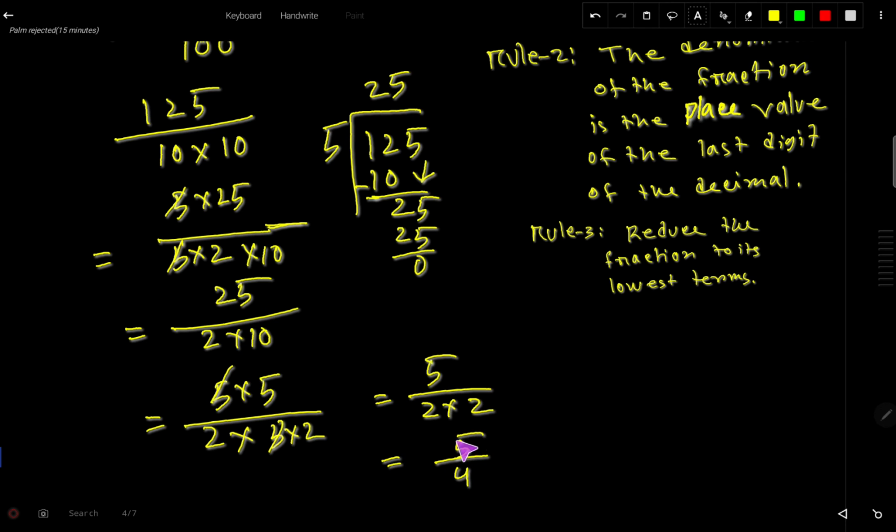This is an improper fraction, right? Here numerator is greater than denominator, so we can express this fraction as a mixed number. So let us divide this 5 by 4. 4 goes into 5 1 time, 1 times 4 is 4, your remainder is 1. So this number, that is quotient, will be the whole number, then remainder will be the numerator, and divisor will be the denominator. So 1 and 1/4 is the answer. This is a mixed number.